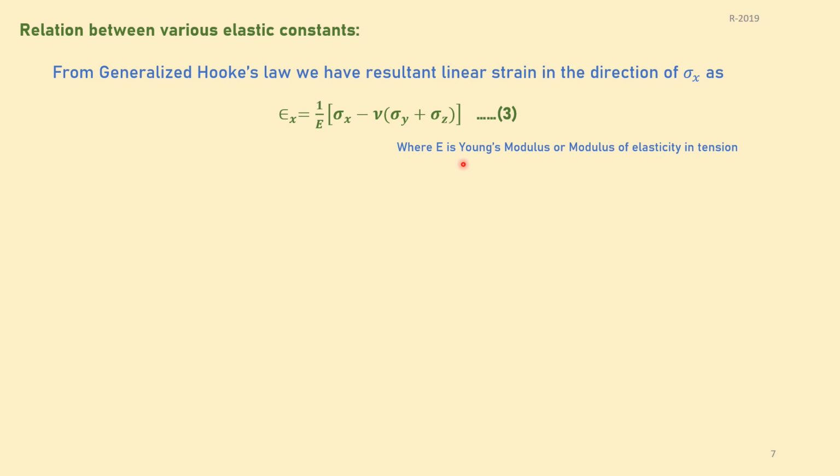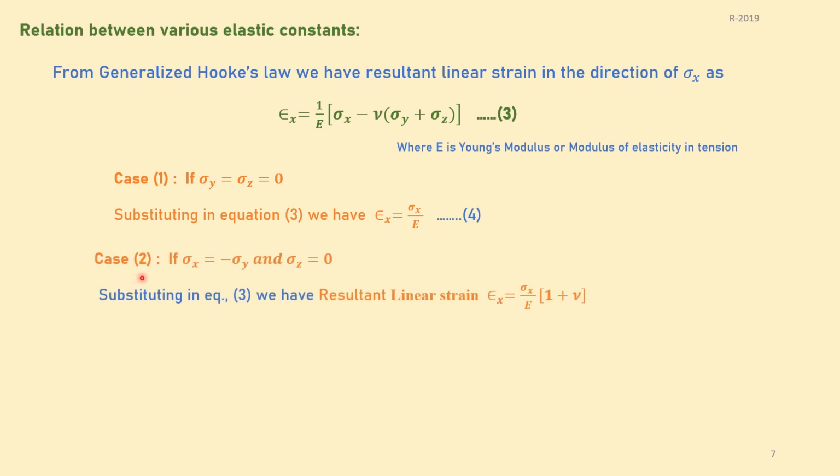Now let us consider case 1, where sigma y is equal to sigma z is equal to 0. Substituting this in equation 3, we have the resultant strain epsilon x is equal to sigma x by capital E. Let us call this equation 4.